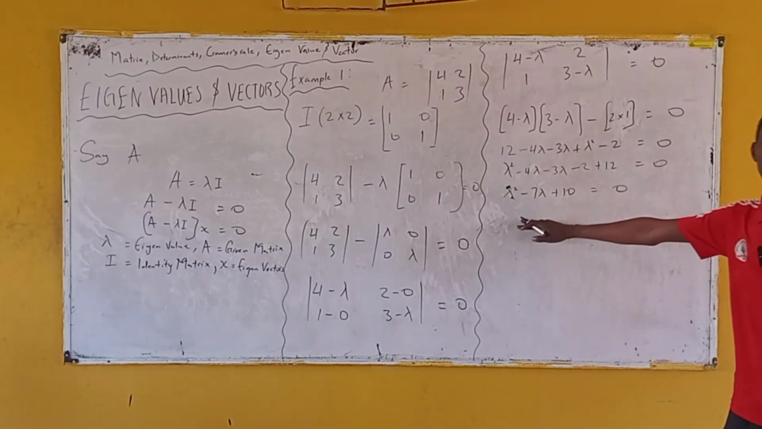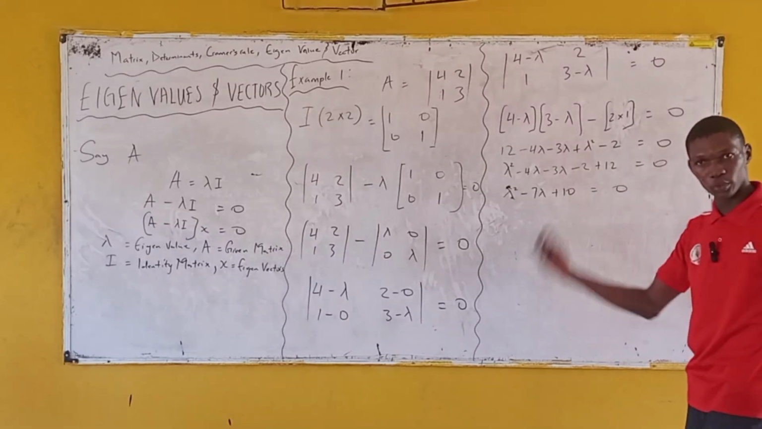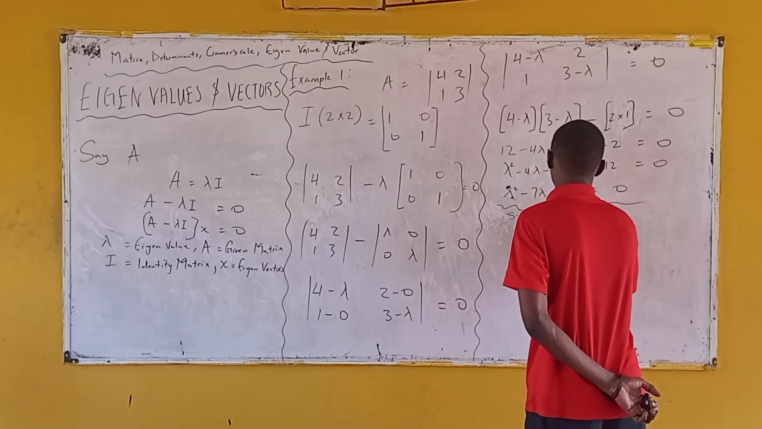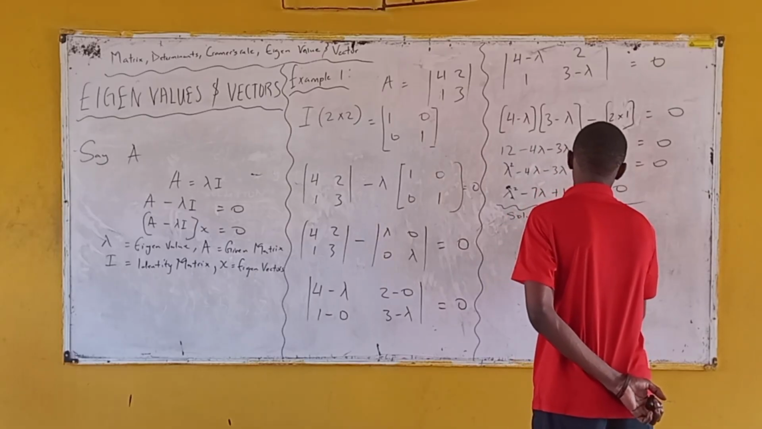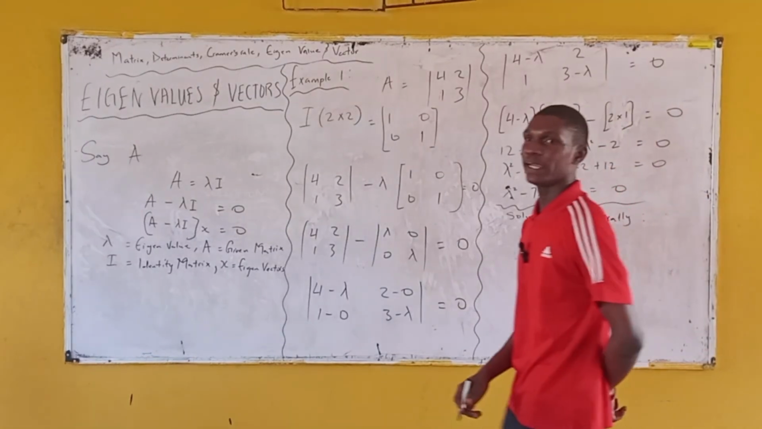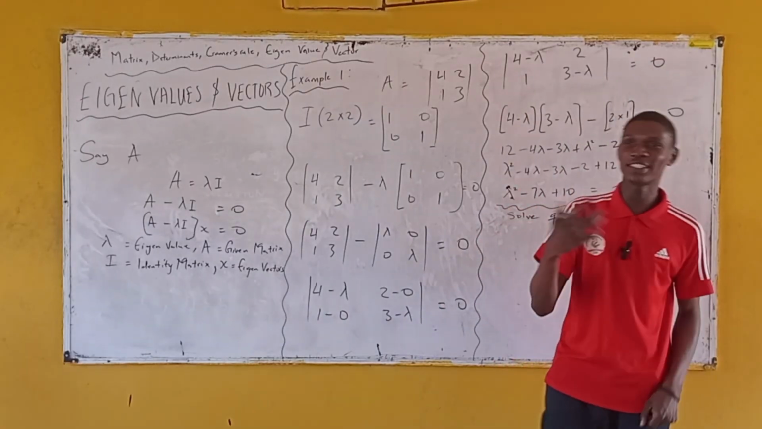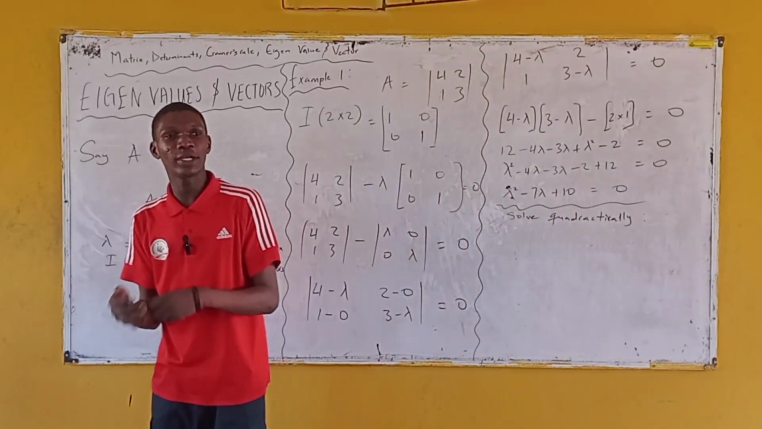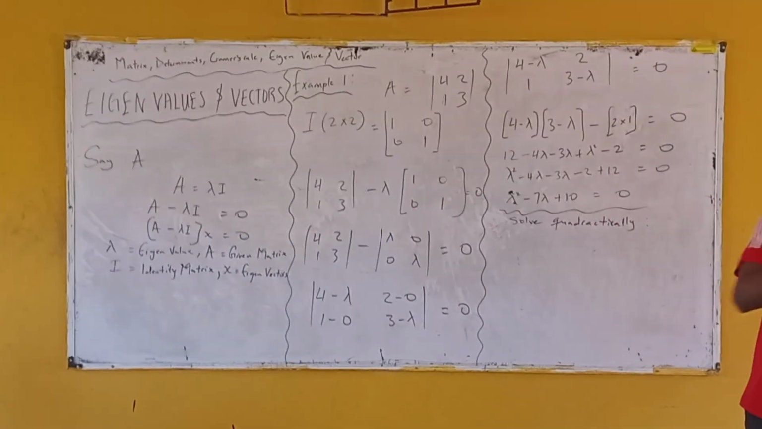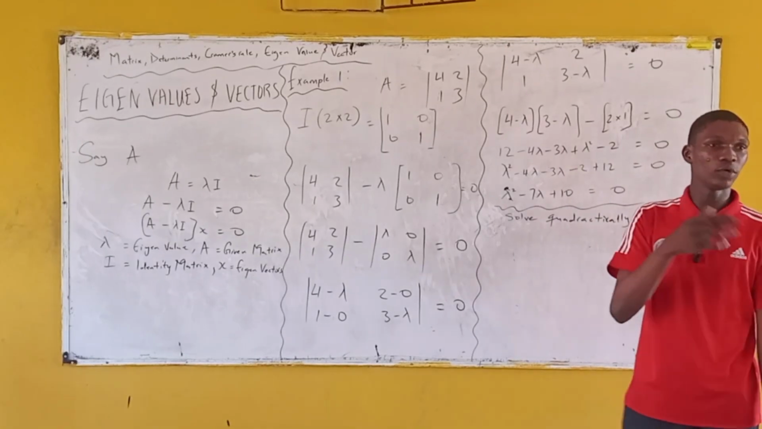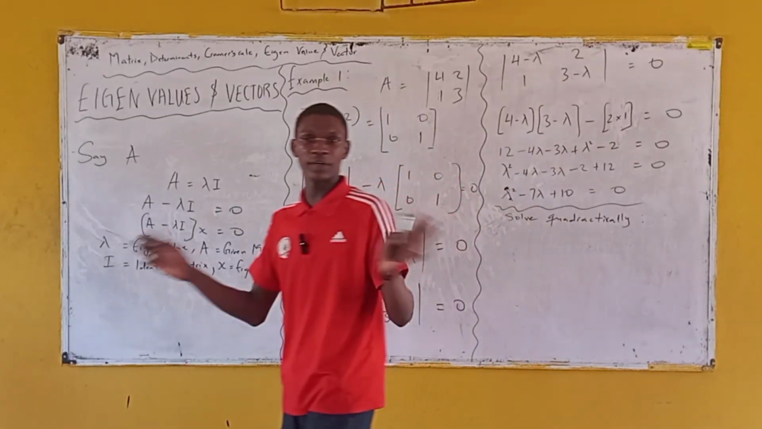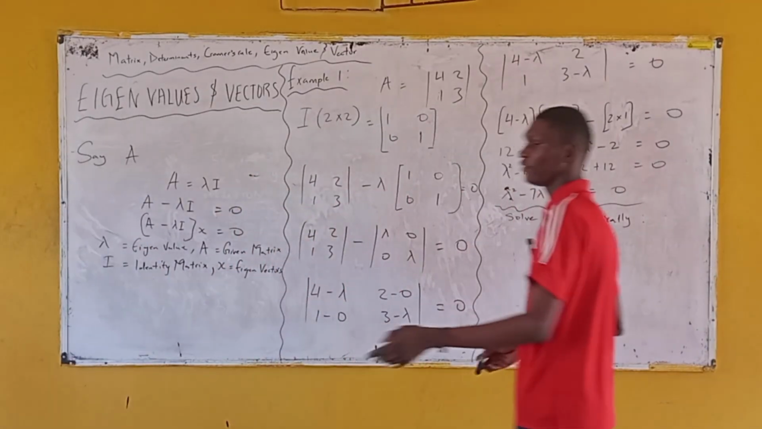0. So this is a quadratic equation, so we can then solve quadratically. If you want to solve quadratically, you can use different methods. You can use your calculator and get your steps directly. If you want, you can use your almighty formula. You can use different methods just to arrive at your answer.